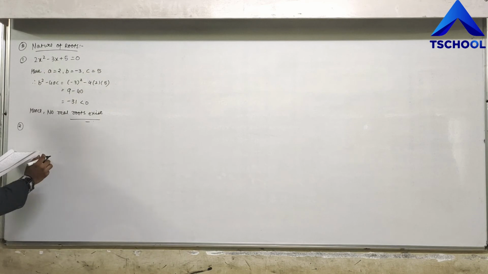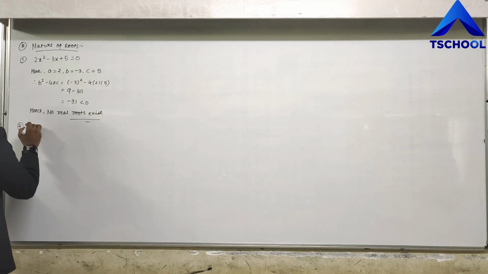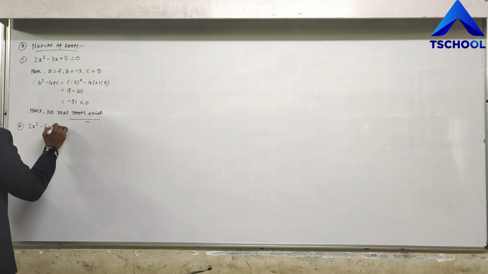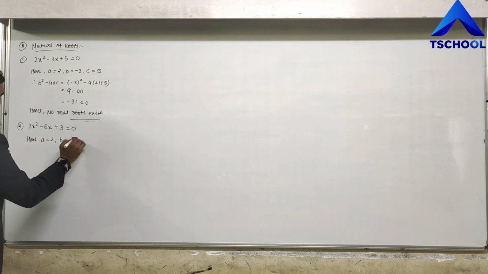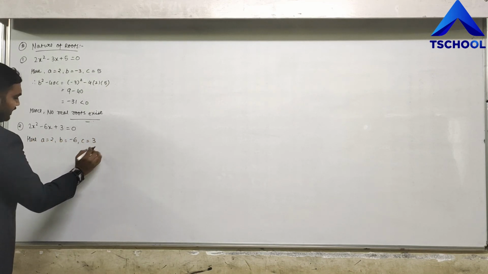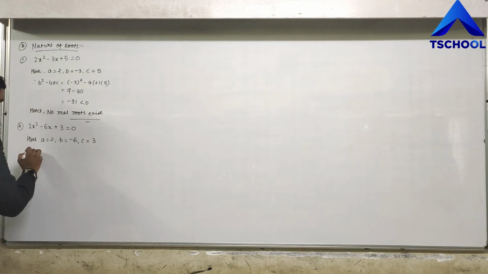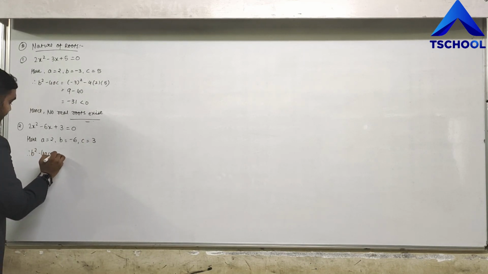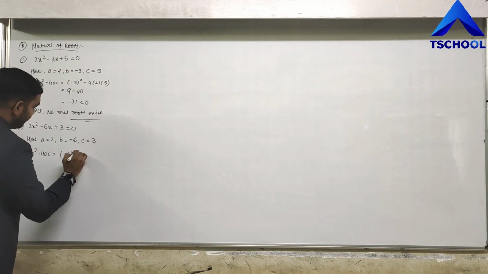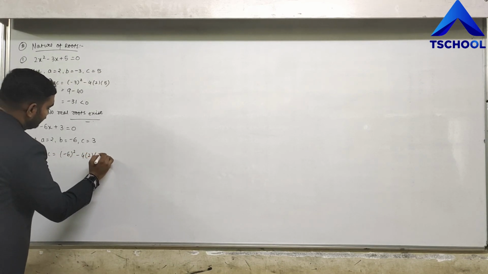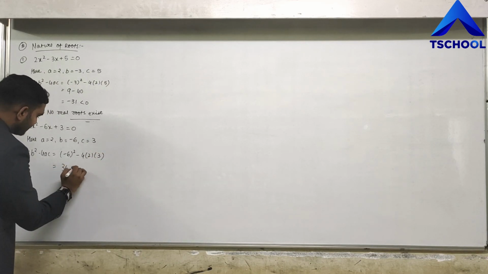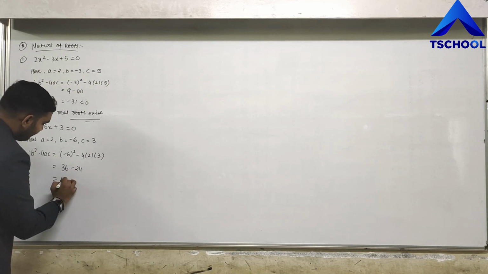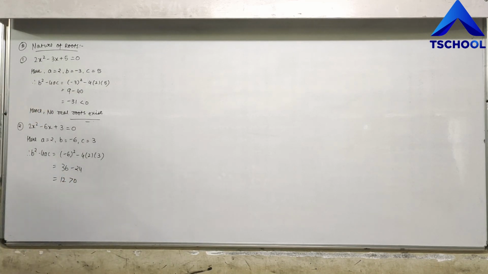Let me solve one more, that gives me 2x² − 6x + 3 = 0. So again here a is equal to 2, b is equal to −6 and c is equal to 3. Therefore b² − 4ac, that is (−6)² − 4 × 2 × 3, right? So that is 36 − 24, which is 12, greater than 0.